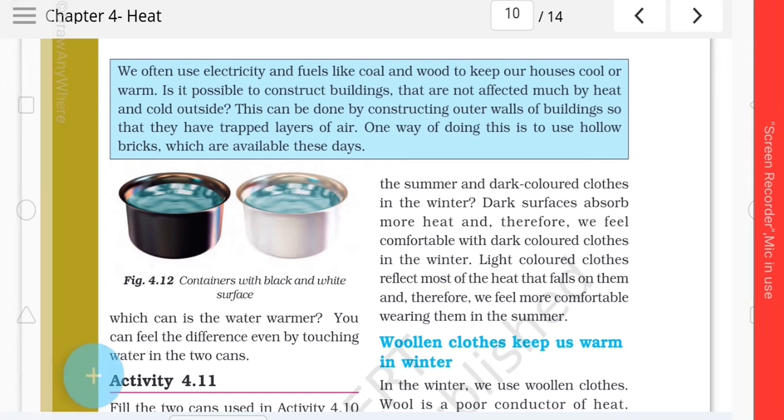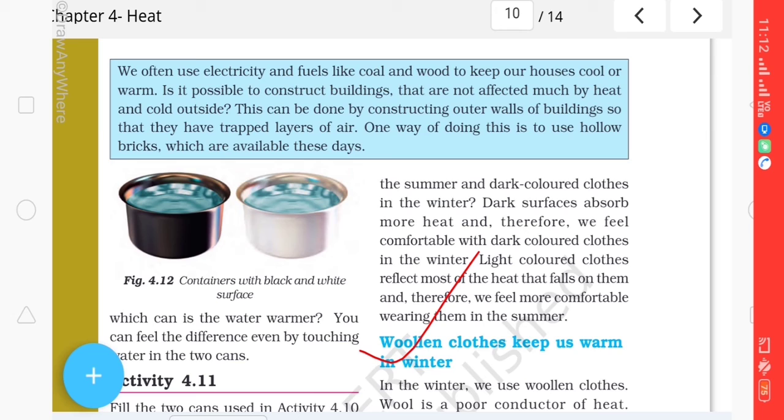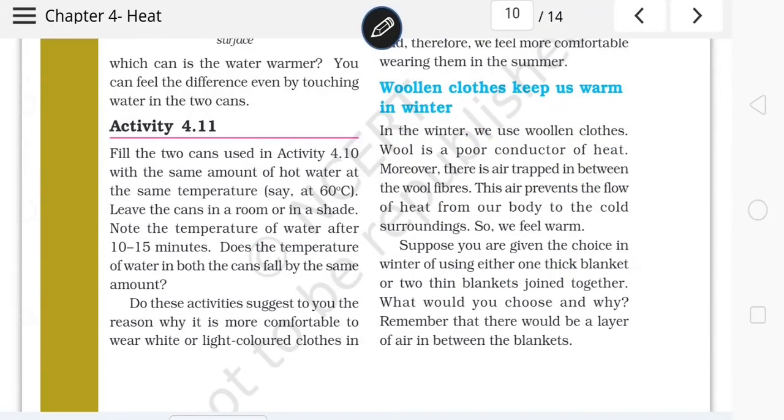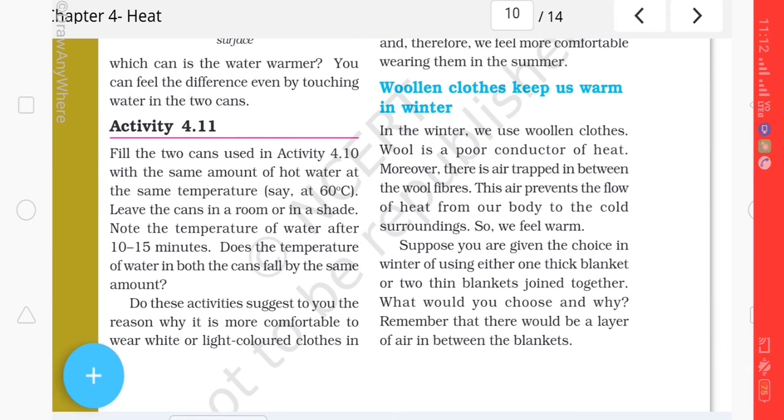We also wear woolen clothes in the winter season. Why do we wear woolen clothes? The reason is, woolen clothes are thick, and also wool is a poor conductor of heat. That means the wool will not allow heat to get transferred.